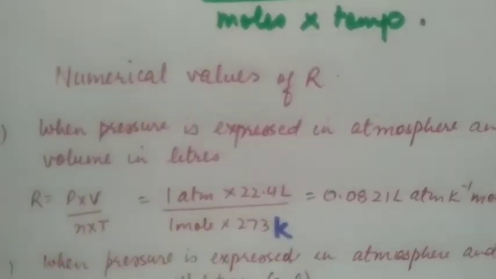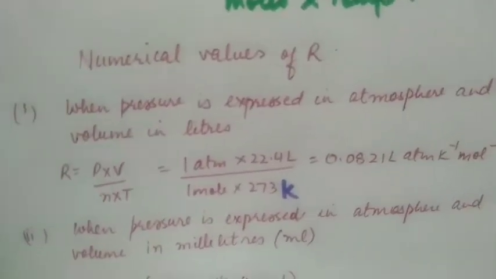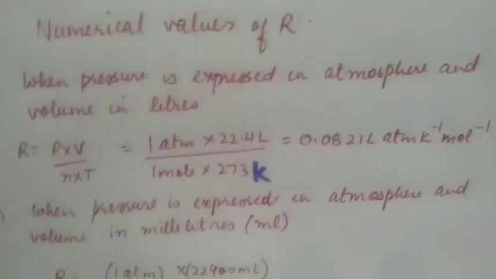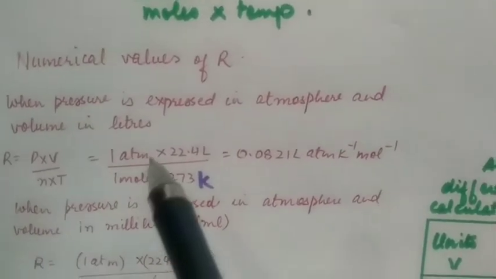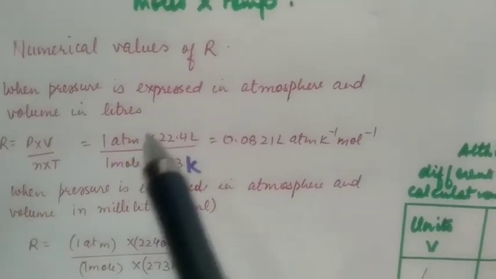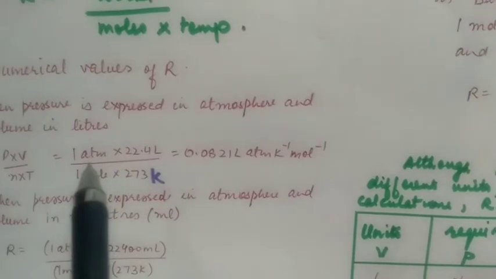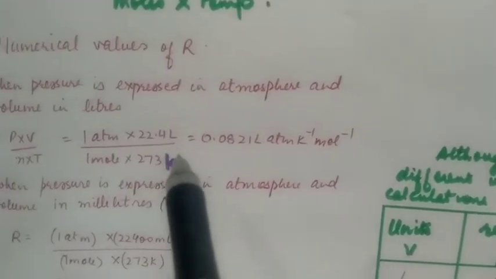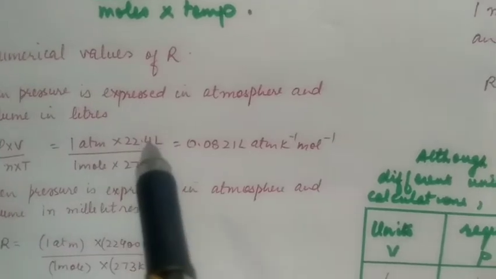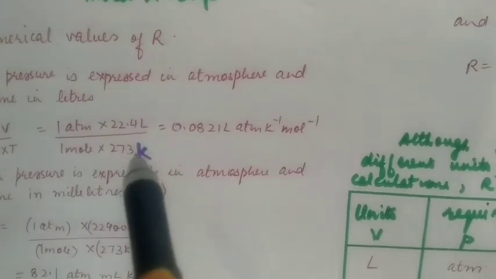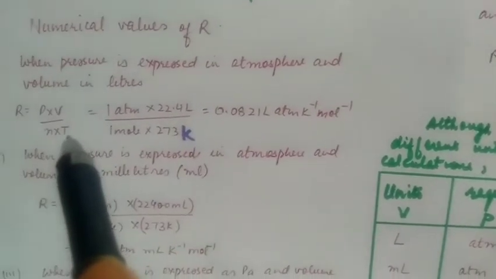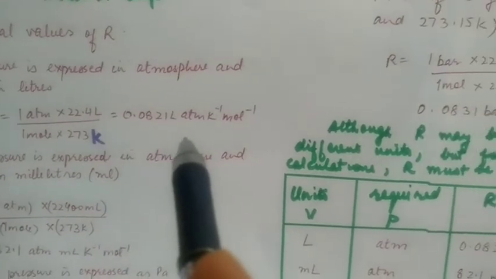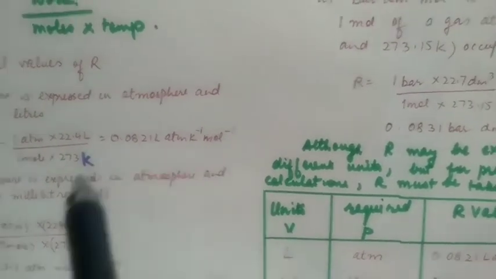Numerical values of R when we are taking different units for pressure and volume. When pressure is expressed in atmosphere and volume in liters, then R is equal to P into V upon n into T. P is 1 atmosphere. Volume occupied by 1 mole of a gas at this pressure and temperature is 22.4 liters. So putting this value, 1 atmosphere into 22.4 liter upon 1 mole into 273 Kelvin. On solving, we get the value of R equal to 0.0821 liter atmosphere per Kelvin per mole.